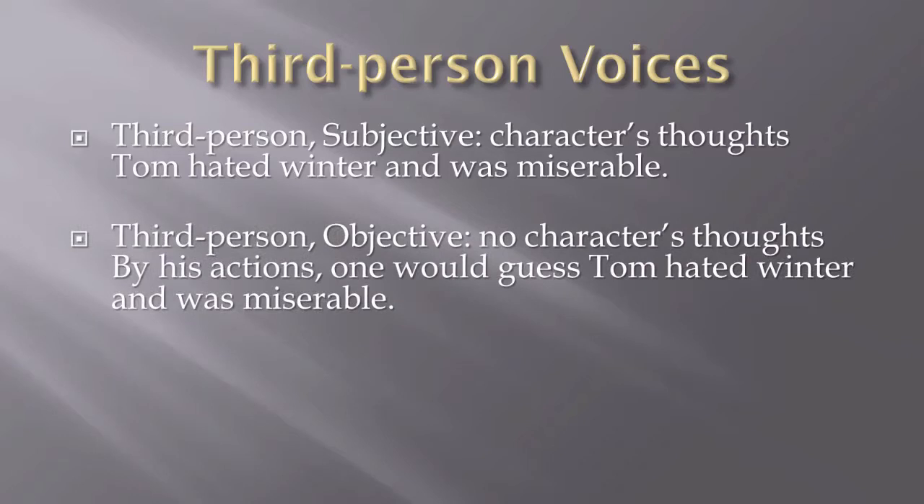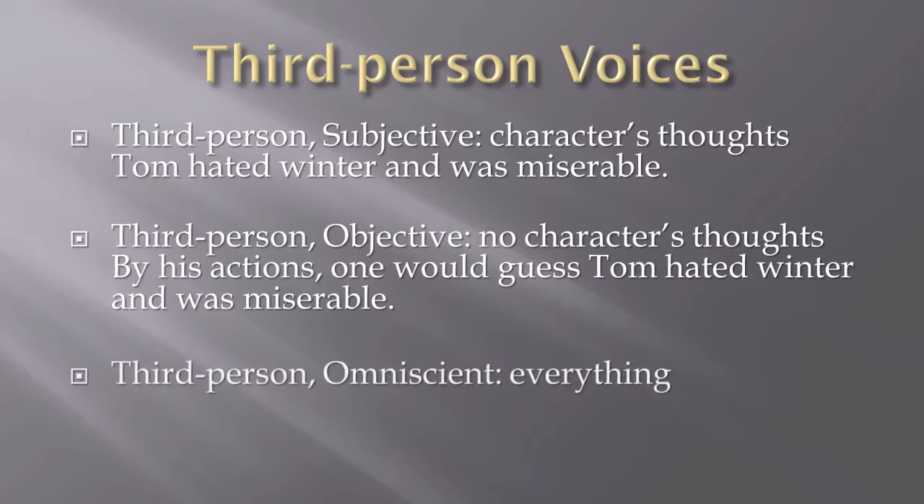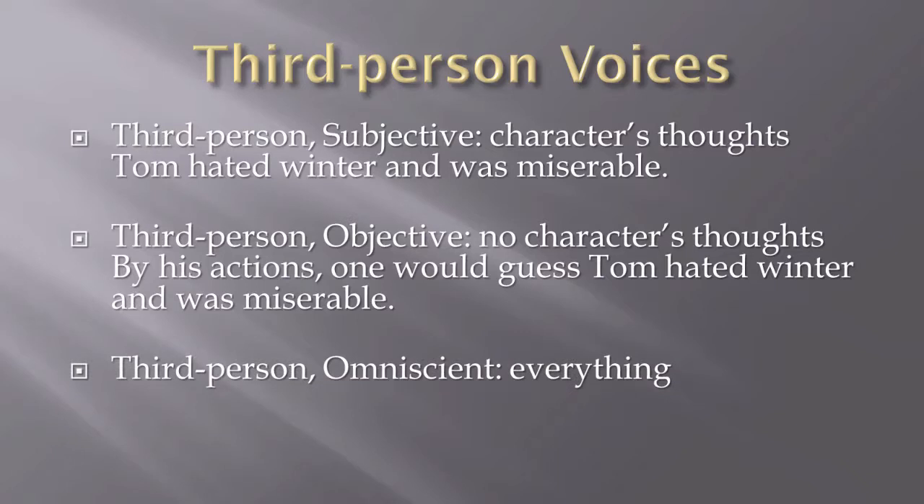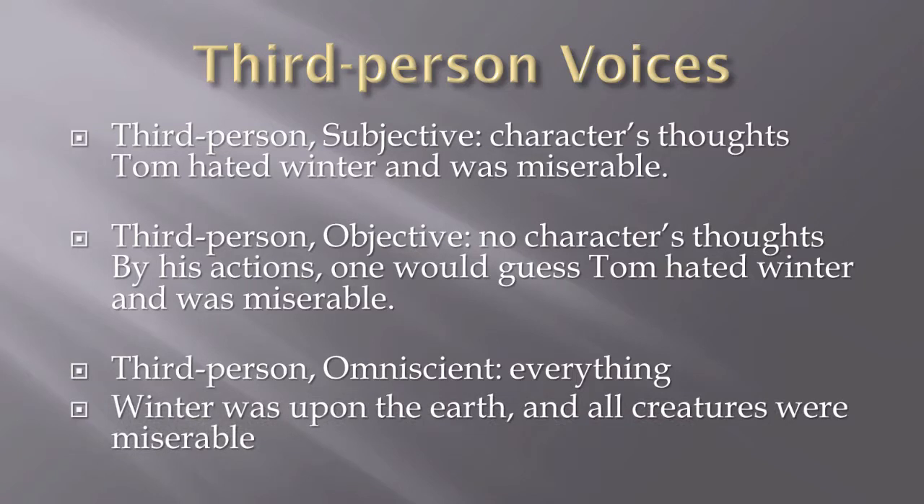Another is third person objective, where the narrator knows no character's thoughts. By his actions, one would guess Tom hated winter and was miserable. We can only tell things by external appearances, since we know of no character's thoughts, at least we being the narrator. Finally, there's third person omniscient, where you know everything. An example of that would be winter was upon the earth and all creatures were miserable. How else would we know that unless we had the God's eye point of view?